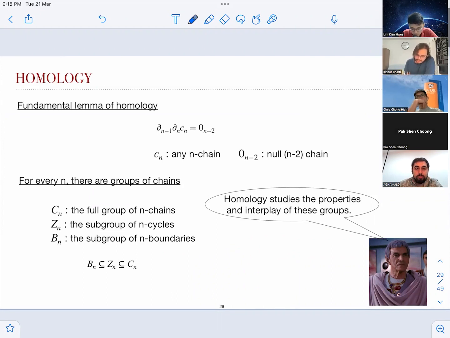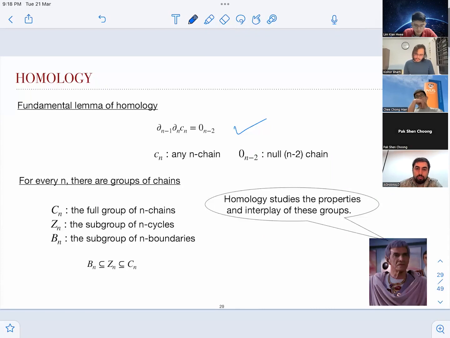So notice that when you take a chain and you act on it by your delta n, you get a boundary. And since boundaries don't have a boundary, when you act on it by the next boundary operator, you get 0. So this is called the fundamental lemma of homology, and we will be using it in the later sessions quite often. It is very important. So basically, boundary of boundaries, the null chain, is 0. So this will be very important.